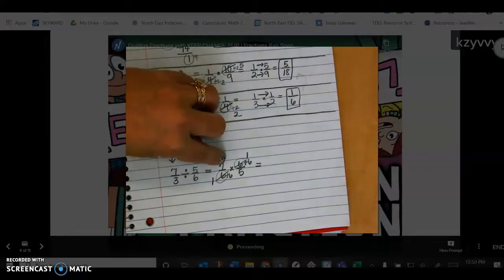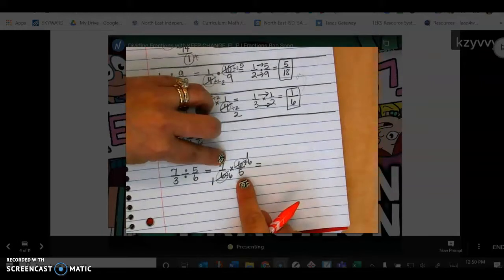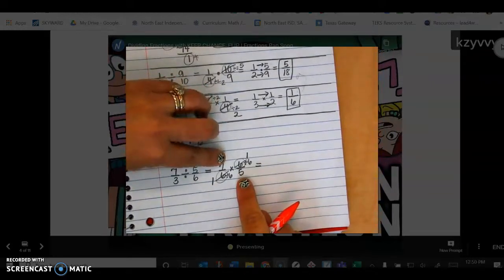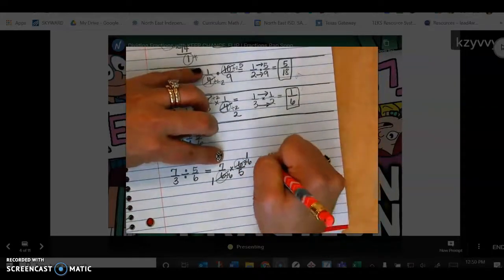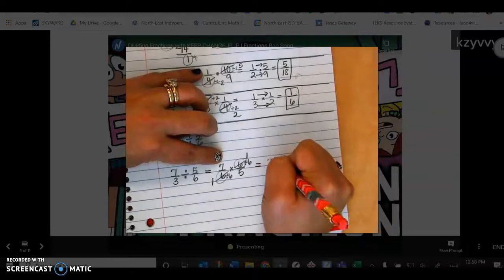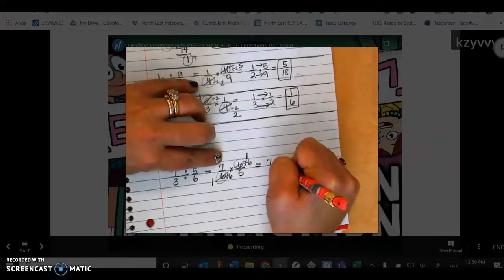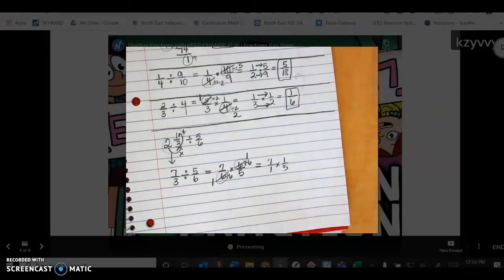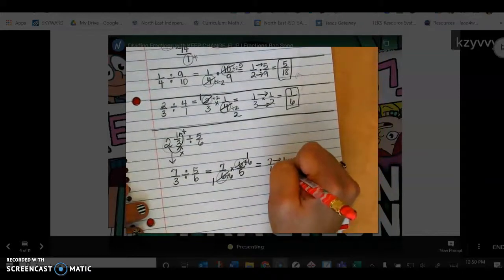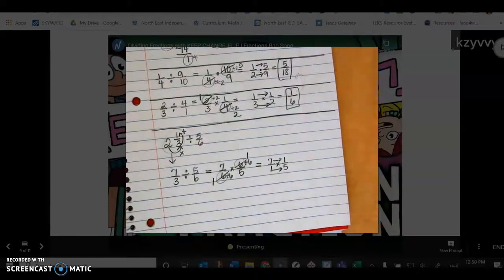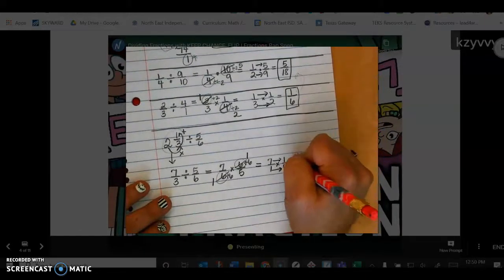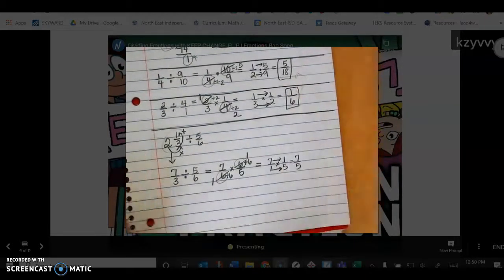When I study this, I see that 7 and 5 are what we call prime numbers, which means they're only divisible by themselves and 1. And since they're not the same, there's nothing else I can do. So I'm going to rewrite this as 7 over 1 times 1 over 5. And I am ready to multiply. Look at that, super easy. 7 times 1 is 7, and 5 times 1 is 5.